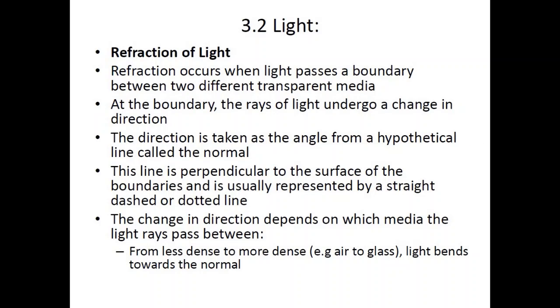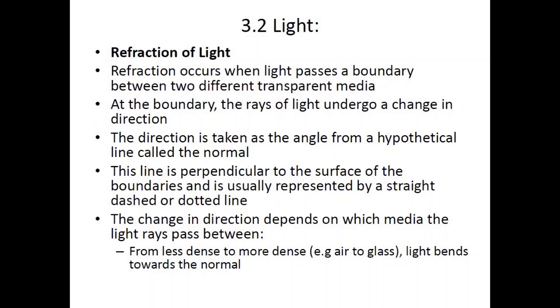Refraction of light. Refraction occurs when light passes a boundary between two different transparent media. At the boundary, the ray of light undergoes a change in direction. The direction is taken as the angle from a hypothetical line called the normal, which is perpendicular to the surface of the boundary. The change in direction depends on which media the light ray passes between.